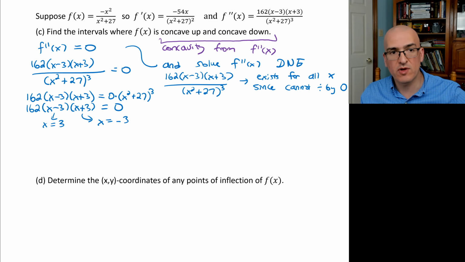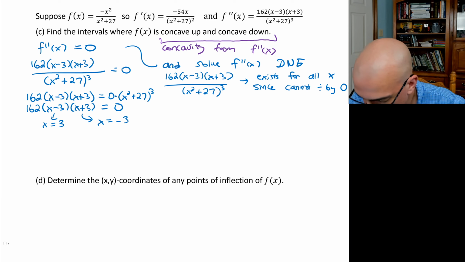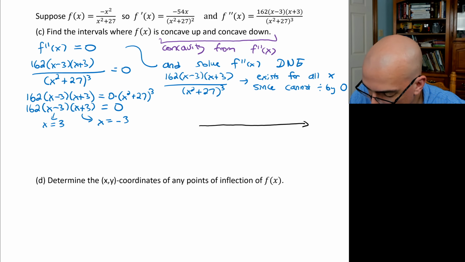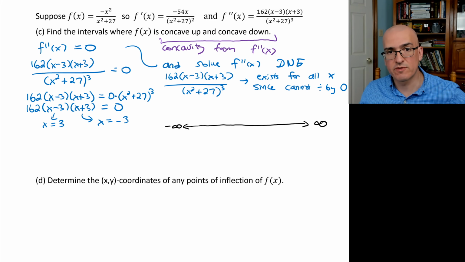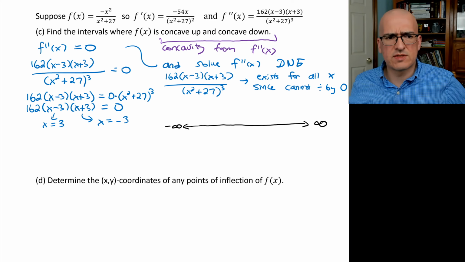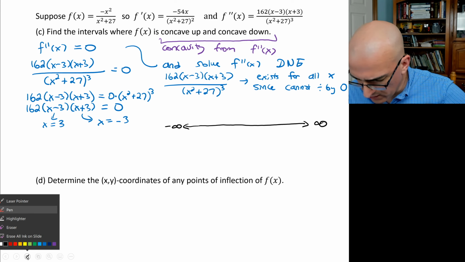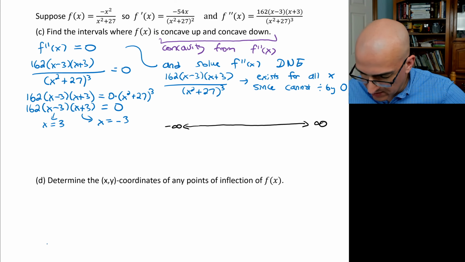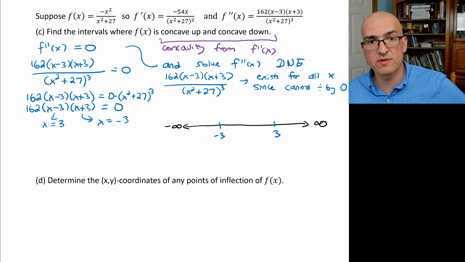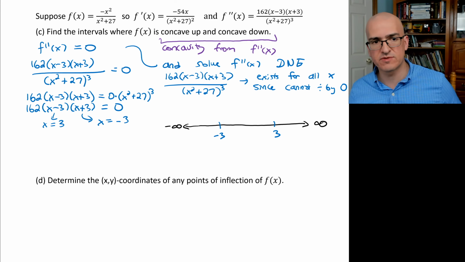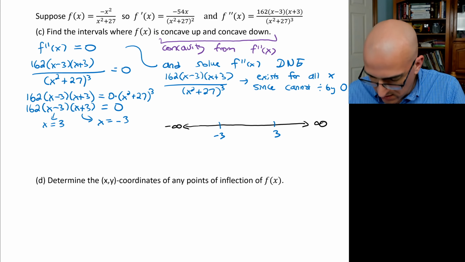Next step is we make our number line. By the way, these are not critical numbers. Critical numbers only come from the first derivative being 0, or the first derivative not existing, as long as you're in the domain of the function. These could be points of inflection, but not critical numbers, not max or min. Okay, so we're going to cut this number line at these x-coordinates, putting them in the correct order, from most negative to most positive, so negative 3 first and then positive 3.